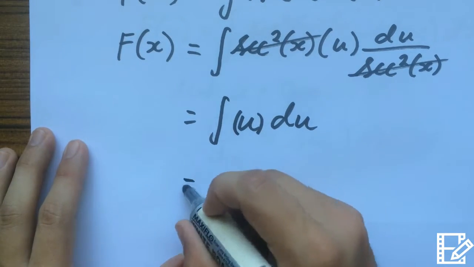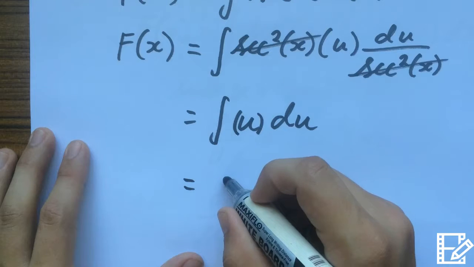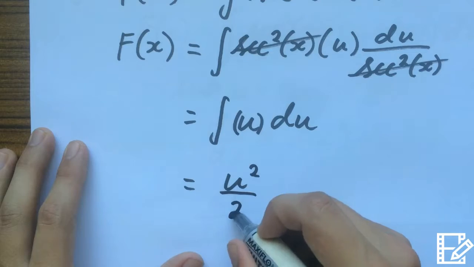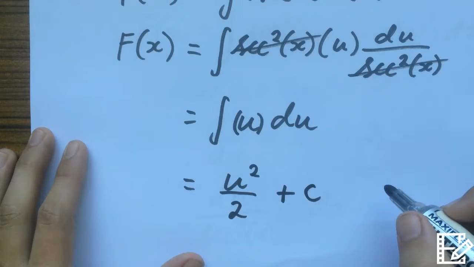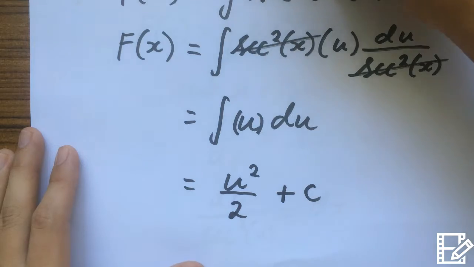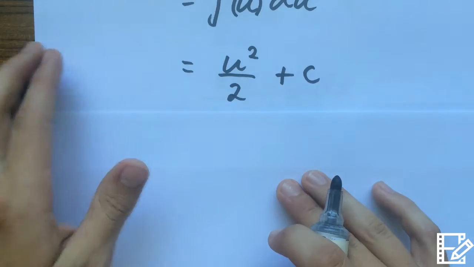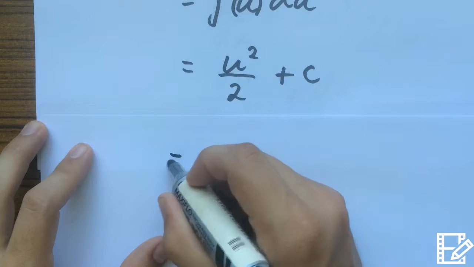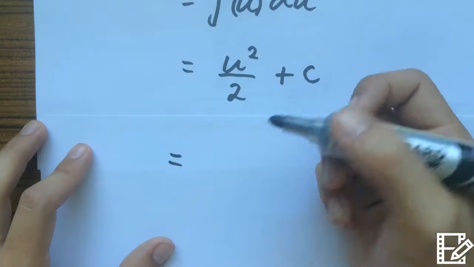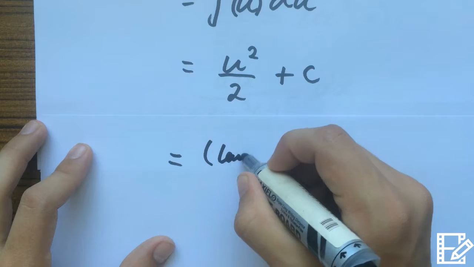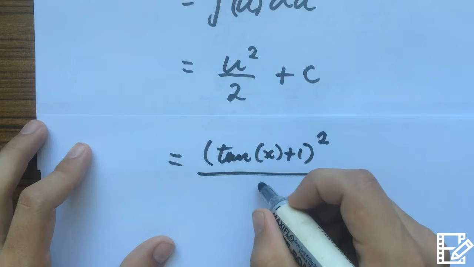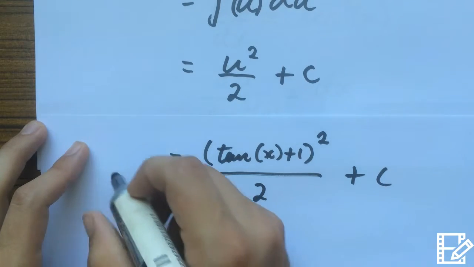We'll do the power rule. That'll tell us that we need to add 1 to the power. 1 plus 1 is 2, and divide by the new power, and add c. And now what we're going to do is sub u back in, like what u originally was. Now we know u was tan x plus 1, so we're going to put tan x plus 1 squared over 2 plus c.